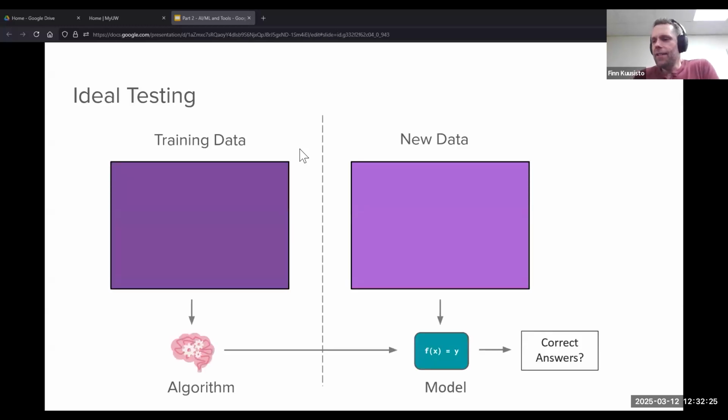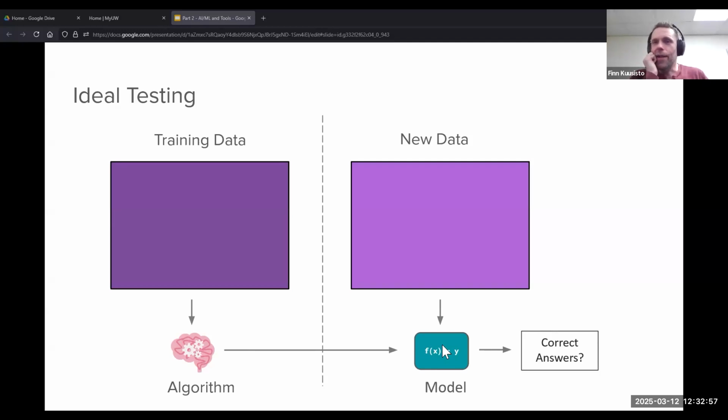Well, the ideal testing regime, or at least historically how it's been taught, and maybe this is changing actually, would be you have this big old set of training data, the more the merrier, right? Typically, not always necessary, but it's often great. You use the training data, you put it through an algorithm, and it produces some model, like a classifier, for example.